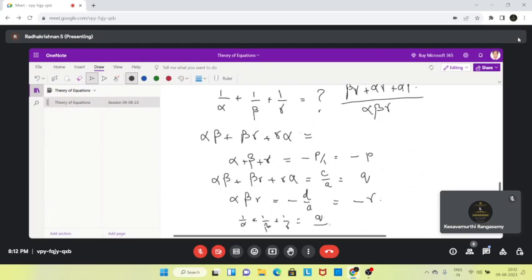q divided by minus r, right? Because alpha beta gamma is minus r, so this term is q. That is your answer, minus q by r. You have that option, right? Option number 1.